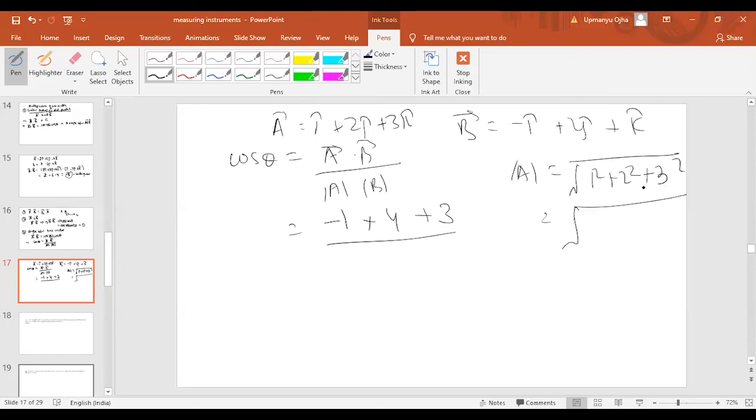1 plus 4 plus 9, that is root of 14. And mod of b will be equal to how much? That is 1 square plus 2 square plus 1 square, that is 1 plus 4 plus 1, which is root of 6.